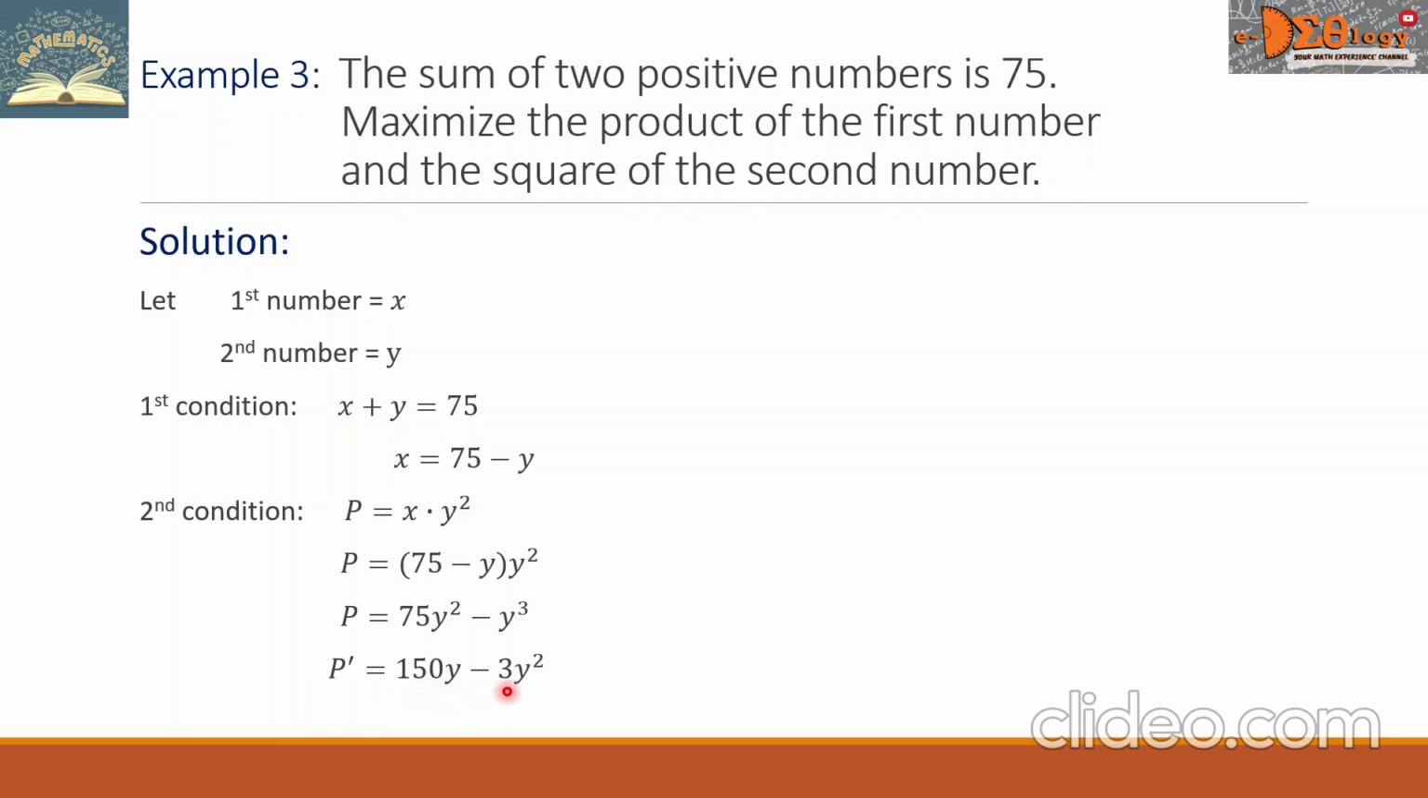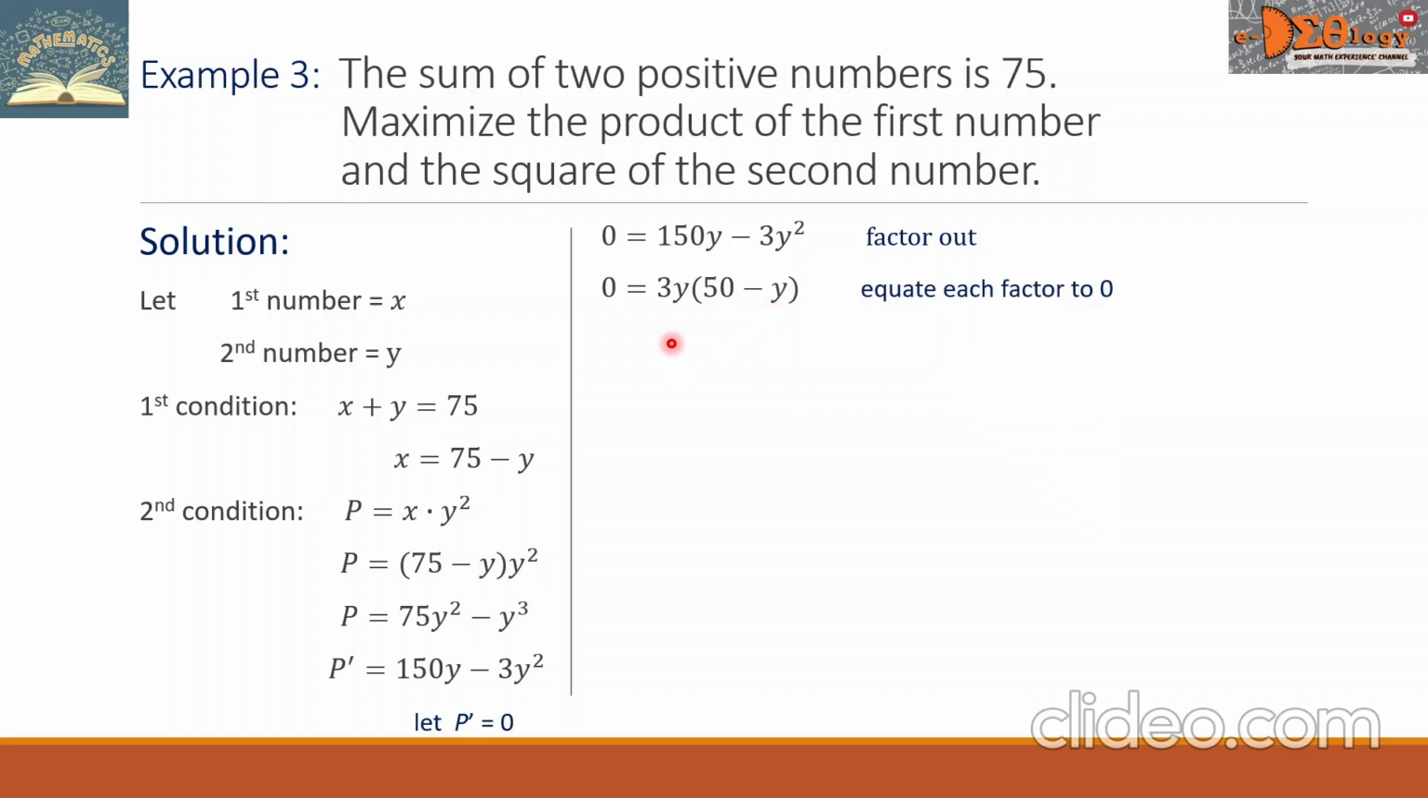150y minus, derivative of this y cubed is negative 3y squared. Then we set p prime equals 0. So the left side becomes 0. Then we solve. Let's start doing factoring. There is a common factor for the two terms. That is 3y. So this is now 3y times 50 minus y.